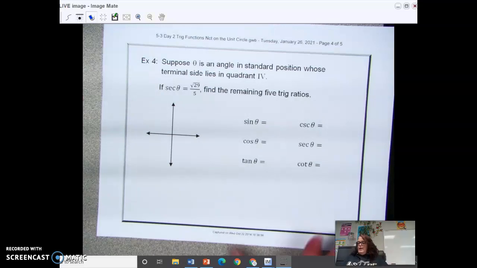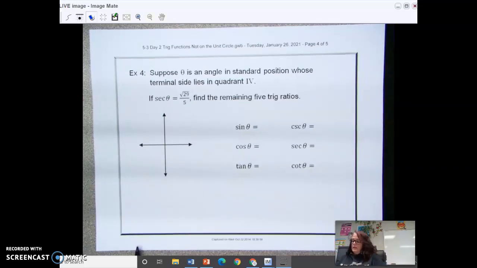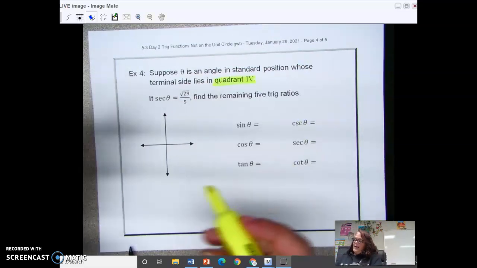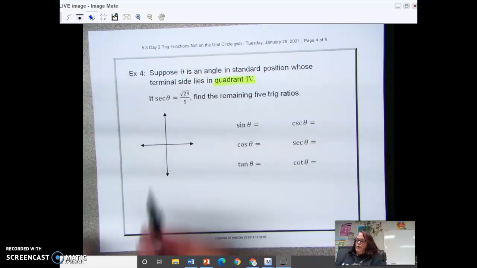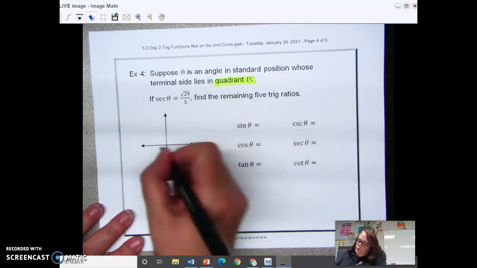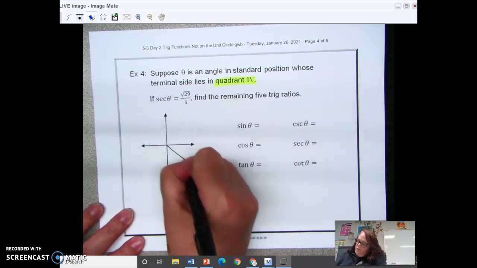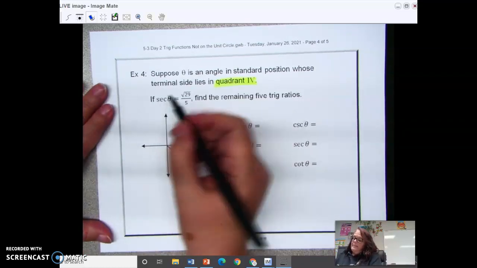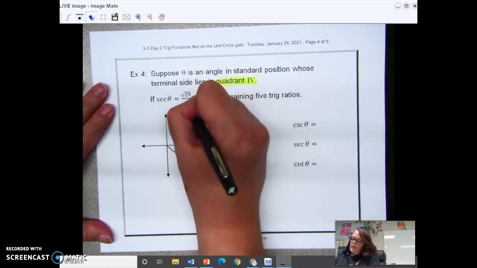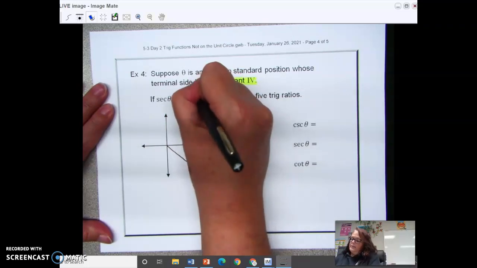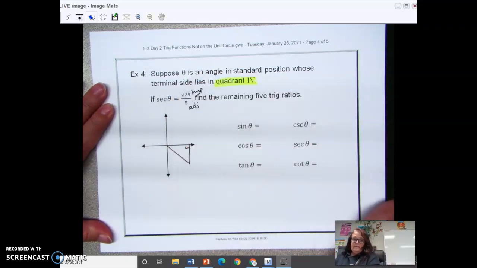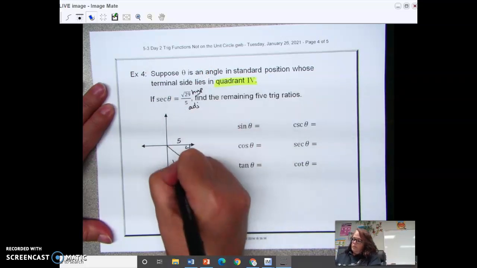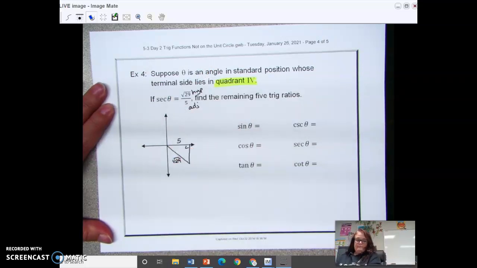So the next one we have is going to have a terminal side in quadrant 4, and we have a secant value of √29/5. So in quadrant 4, that means our triangle looks something like this. And then secant is the reciprocal of cosine, so that's going to be hypotenuse over adjacent. So that means that my adjacent is 5 and my hypotenuse is the square root of 29.